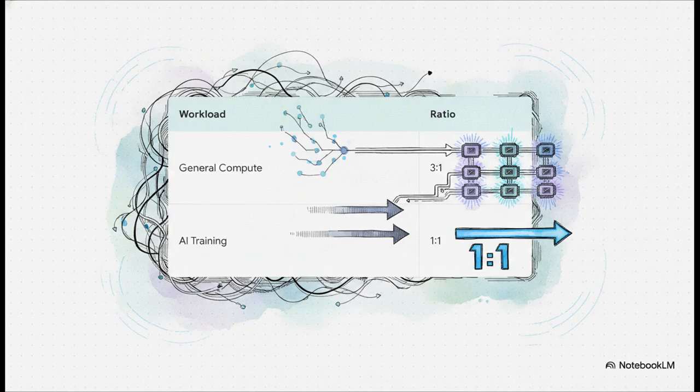But AI training workloads? They completely shatter this assumption. During AI training, large models require a strict 1-to-1 non-blocking fabric. Why? Because during gradient synchronization, every single GPU in a massive cluster must transmit and receive data at the exact same time at line rate.